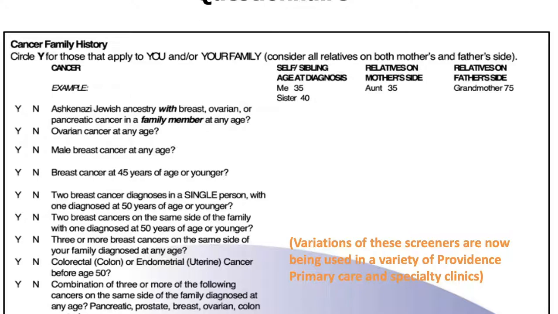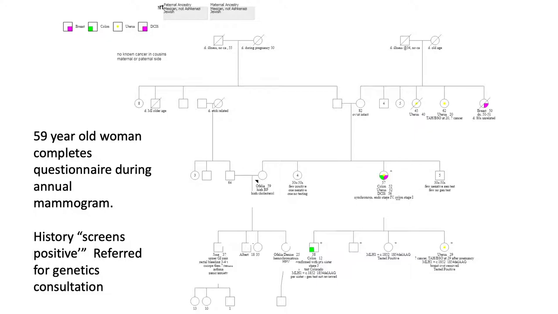This is a case of a woman who came in for her routine mammogram. She was 59. She came in every year for her mammogram. She fills out one of these screeners, and she screened positive, and she came in for a consultation. Her family history: she's unaffected. She has multiple siblings. And she says, well, my sister had colon cancer and uterine cancer at the same time, and then she had breast cancer. And her son had colon cancer at age 12.